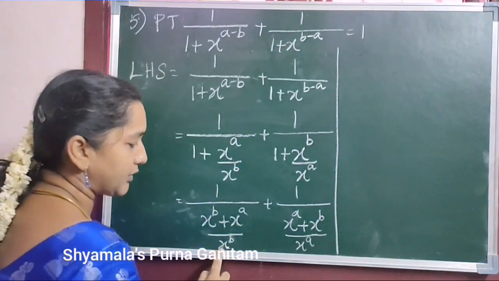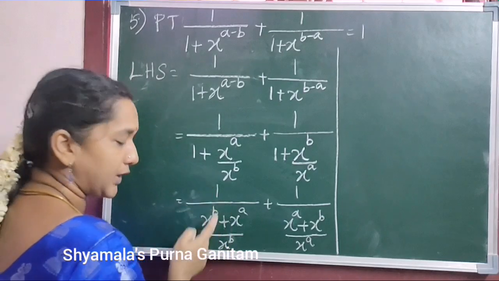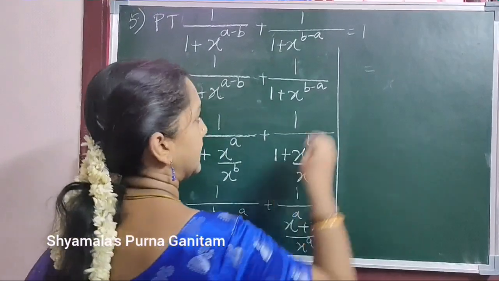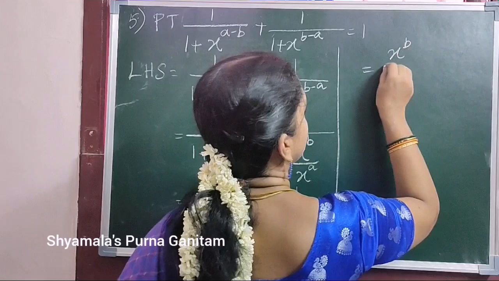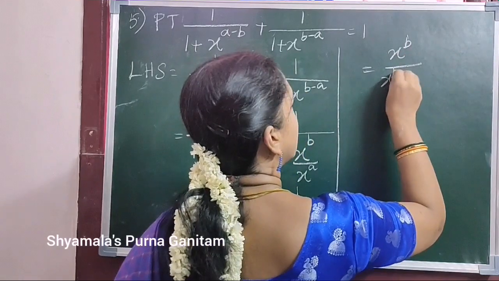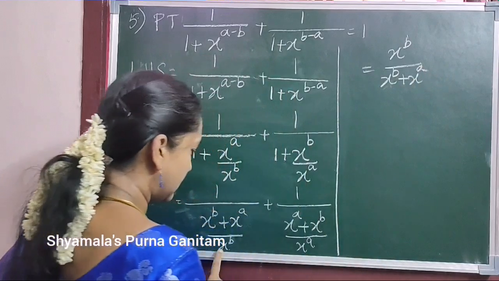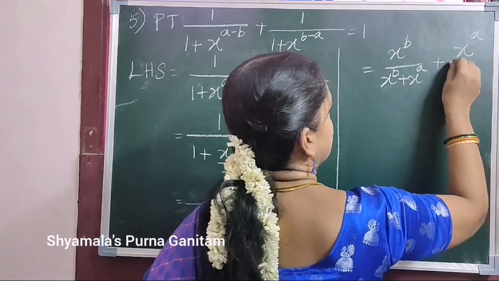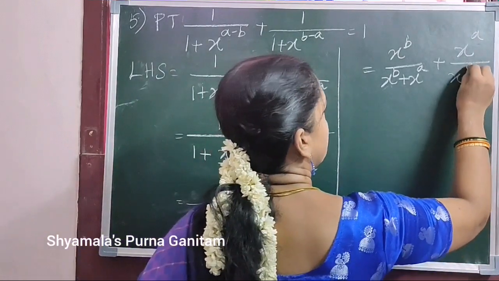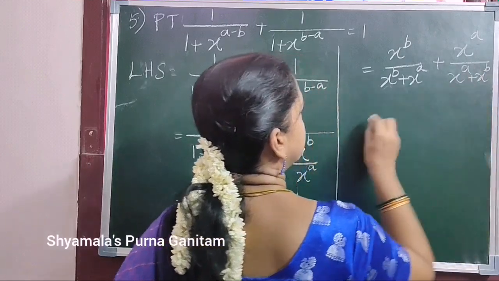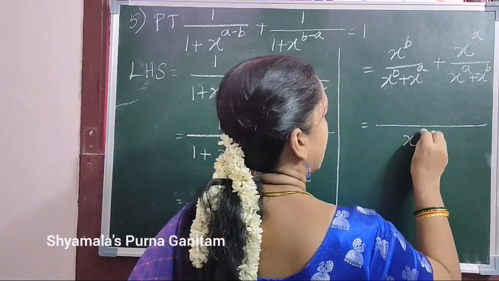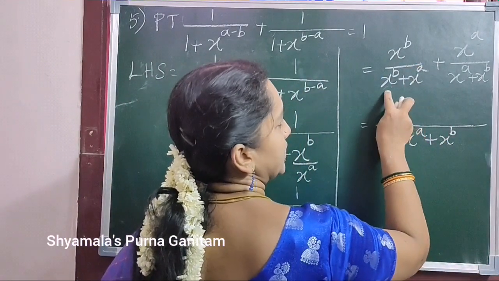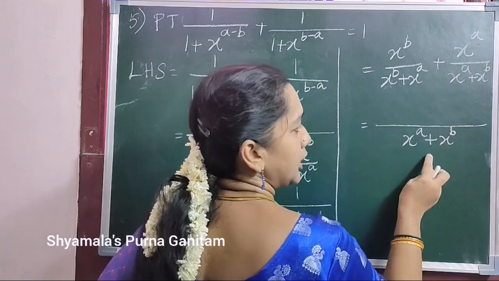Okay, now this x power b in the denominator, when you simplify it will go to the numerator, same way here also. So we will write this as x power b by x power b plus x power a. Just I am bringing this x power a to the numerator. Same way the other side also. x power a by x power a plus x power b. Okay. So when you take LCM again, x power a plus x power b you will get. So when you simplify this, x power b plus x power a into 1 only you will get this.